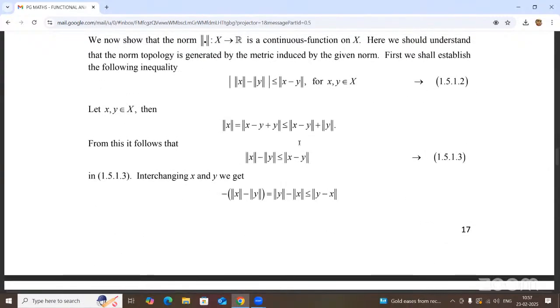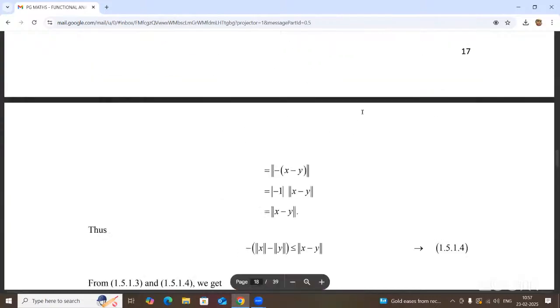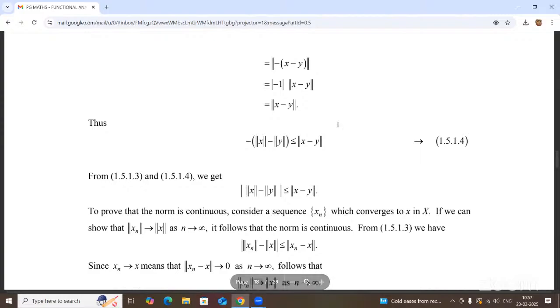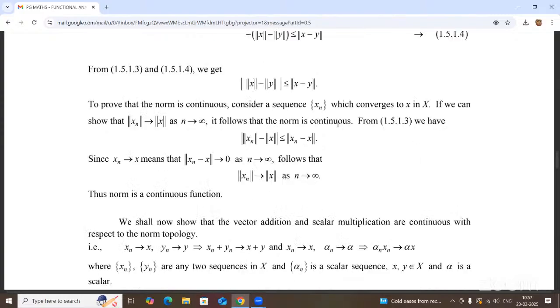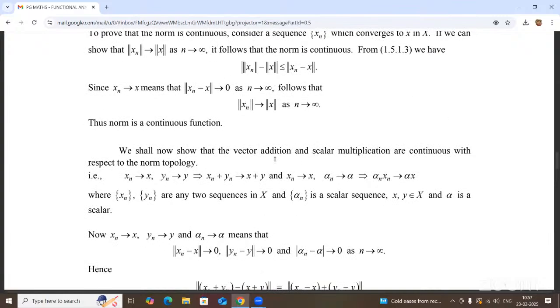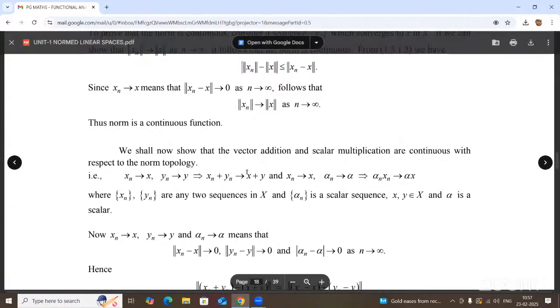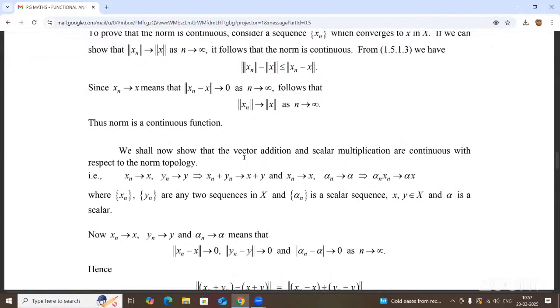Okay. So we are applying the first, second, and third equations. Finally, we are getting the fourth condition. Now, from the third and fourth conditions, we get that norm xn converges to norm x. Now, finally, norm is a continuous function. Okay. Now, in the same manner, vector addition and scalar multiplication are also continuous with respect to the norm topology.